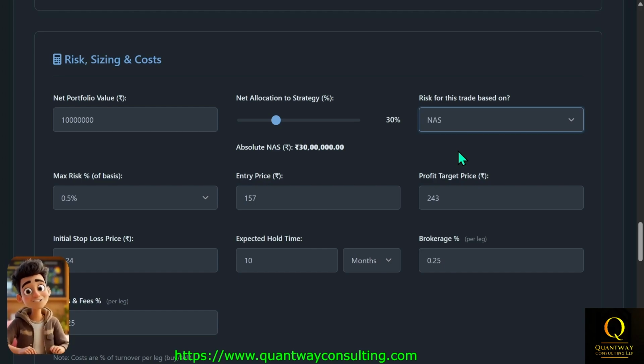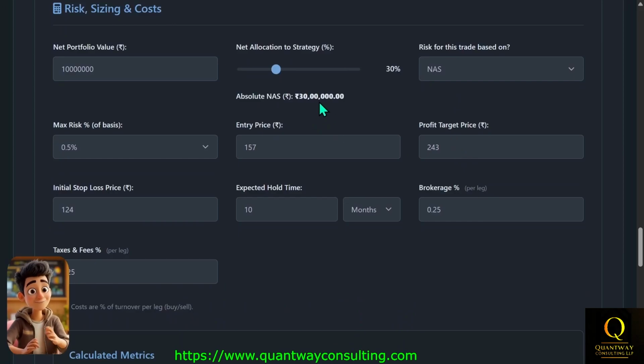Risk for this trade based on NAS. This means we are deciding the risk factor based on allocation to the trade strategy. If you want to base your risk on net portfolio value, select NPS. I recommend using NPS only in case you are asset allocating. Else you should always use NAS.